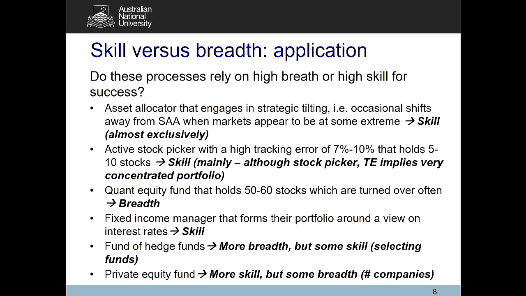Now, if we go back up to the active stock picker that has 5 to 10 stocks, I set up there that there's very low breadth because there's also a high tracking error, and in a traditional active fund, that's a small portfolio. Now, a private equity fund would also probably only have between 5 and 10 stocks, but there's greater breadth within those stocks. Can anyone tell me why that would likely be with a private equity fund?